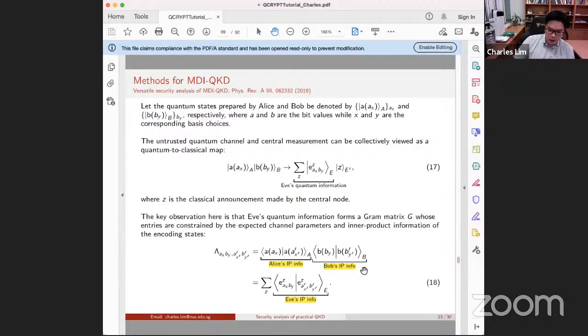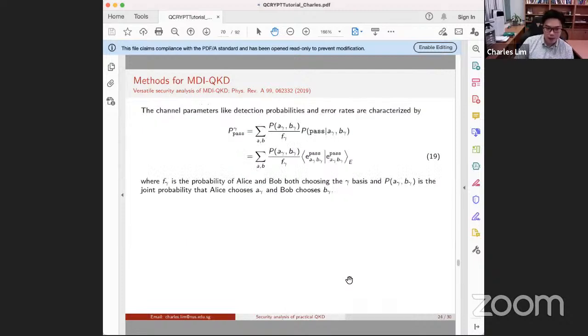If you look at it, this equation 18 is just one row, or one entry, of it. You see that Eve's inner product information is tightly related to both Alice's and Bob's inner product information. This means that how you pick your encoding states, and how non-orthogonal they are, will have some influence on Eve's side information. Beyond the inner product of Alice and Bob's encoding states, you can also impose more constraints based on elements like detection probabilities.